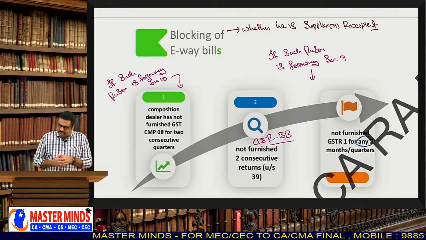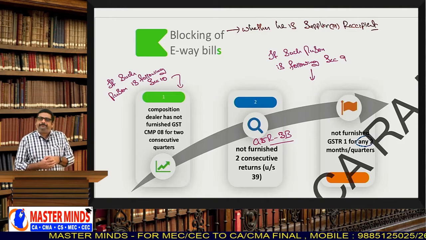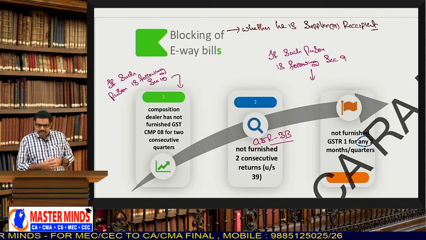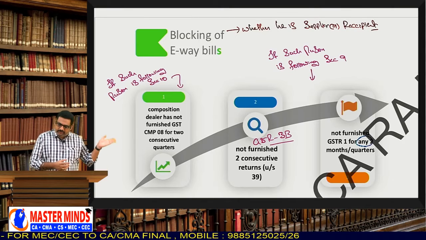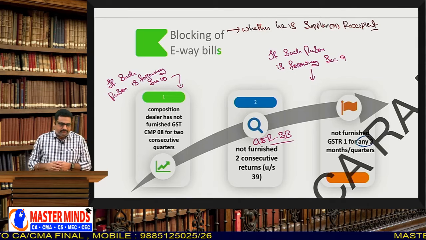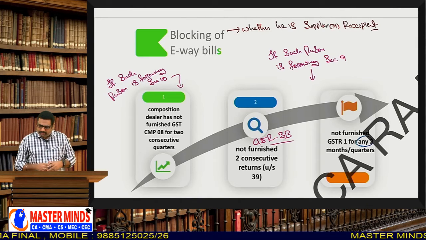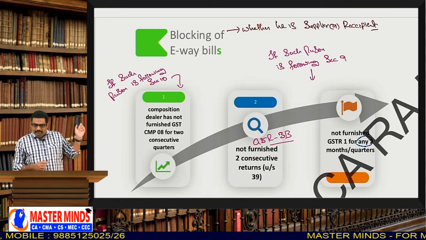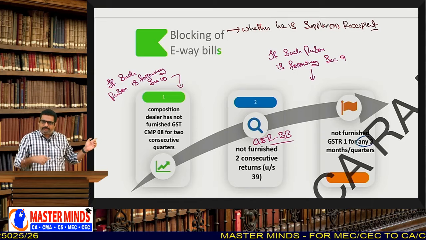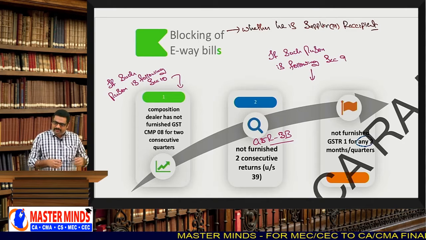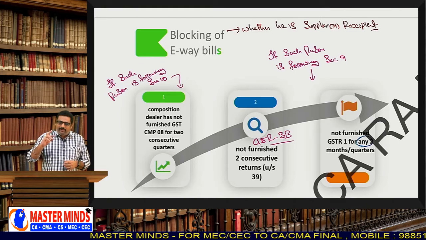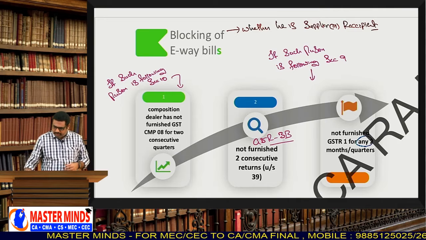In the same way, if such a person is following section 9, and has not furnished 2 consecutive returns under section 39, that is GSTR 3B, that is, GSTR 3B has not been filed for a continuous period of 2 months. And if such a person has not furnished GSTR 1 for any months or quarters, okay. So in the first 2 cases, it is for 2 consecutive or continuous periods, as I already told you, whereas with respect to GSTR 1, any 2 months or quarters is the concept that is followed.